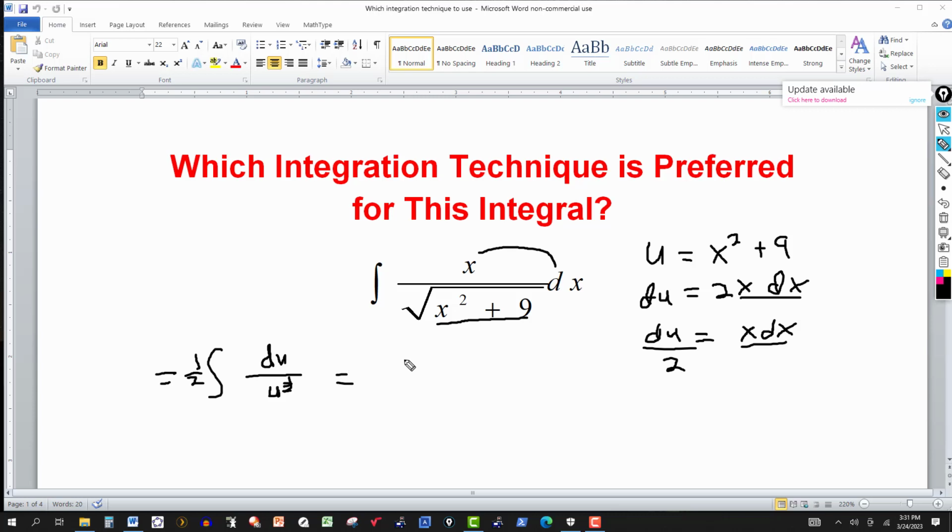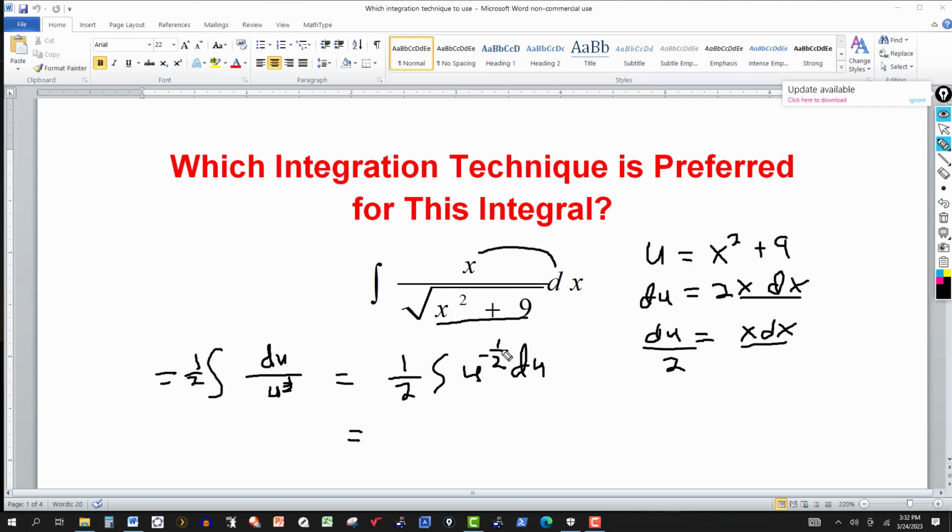This is then equal to 1/2. And then bringing this to the numerator, change the sign of the exponent. This would be negative 1/2 here, du. And now it's a very basic integration here, using your power rule for integration.